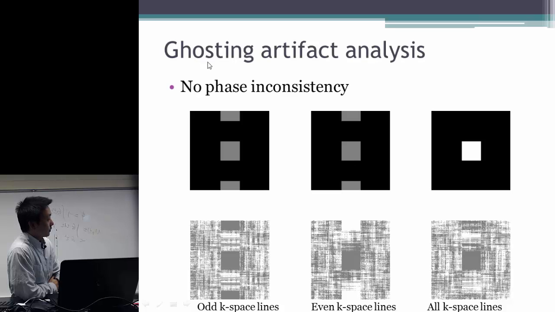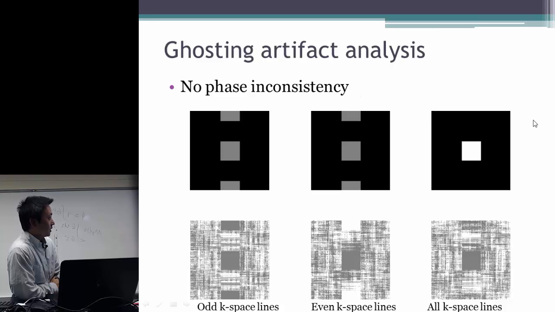Okay, so here I did some simulations on the ghosting artifacts. We can use the Fourier transform theorem to do this analysis. The linearity theorem is that you can directly add two K-spaces. Adding the two K-spaces is equivalent to adding the two images, that is, the Fourier transform of that K-space, right?